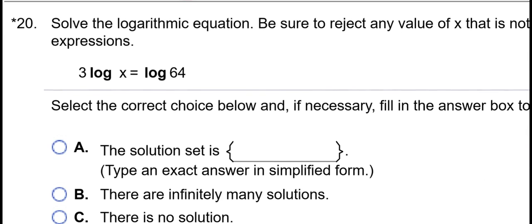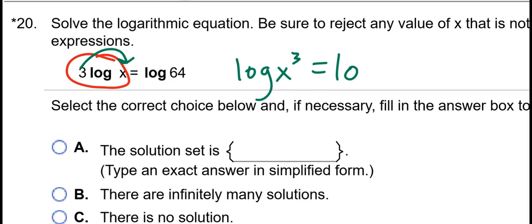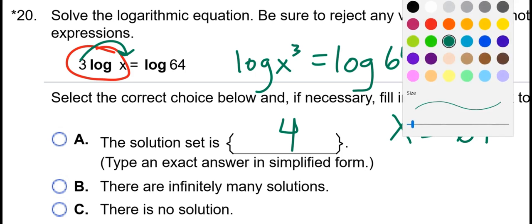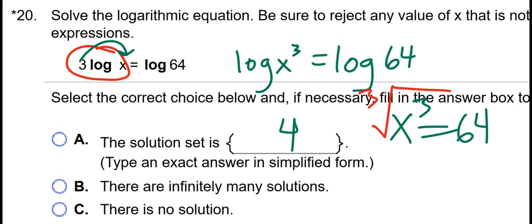Is the left side of this equal to a single logarithm? No. So how do we make it a single logarithm? Move the 3. Thank you very much. So now we have log x cubed equals log 64. So x cubed equals 64. We took the cube root on both sides, as all of you did in this classroom, because you understand how to solve those, and that's how we got 4.